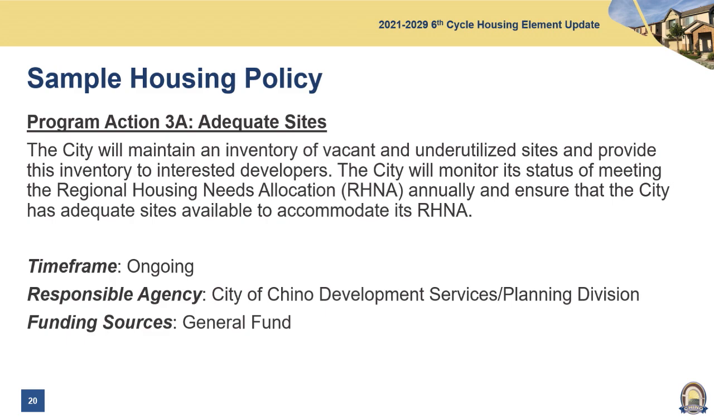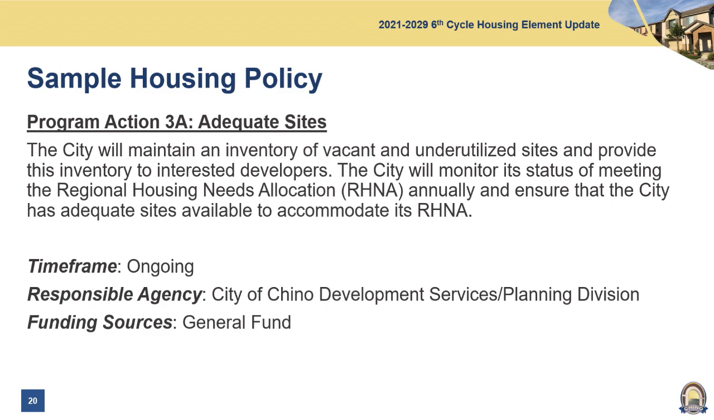You'll see it says ongoing. Some of these will say within 1 year, the adoption of the housing unit. Some will say within 2 years. Some are required within 3. Ongoing means the city has to do it every year, essentially throughout. So it may also say annually, just depends on the language. It also identifies a responsible agency. In this case, it's the City of Chino Development Services Planning Division. That's the agency that's going to make sure this program gets carried out. A number of these fall in that category.